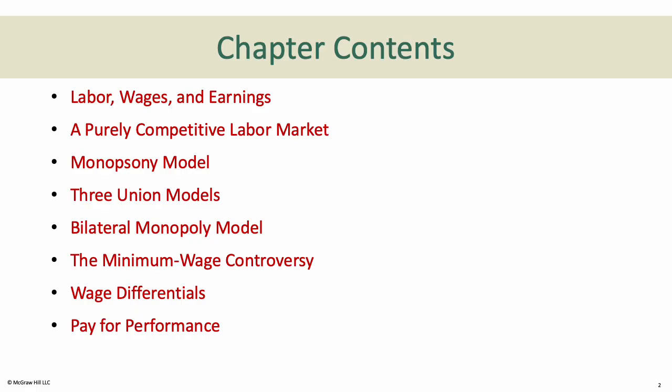So we're going to look at labor, wages, and earnings, what we mean by a purely competitive labor market, the monopsony model, 3 different union models, bilateral monopoly model, what is the controversy surrounding minimum wage laws in economics, wage differentials, and finally, what do we mean by pay for performance?